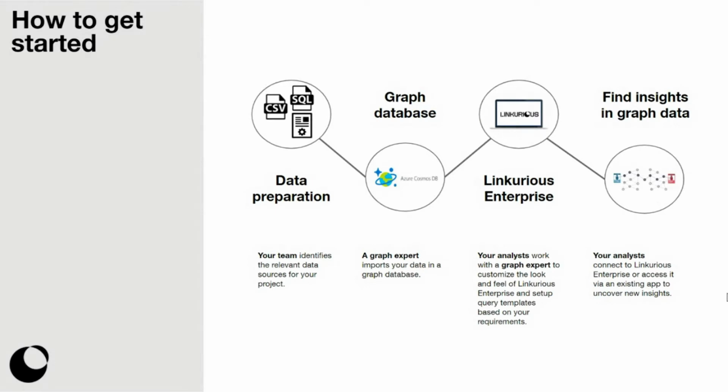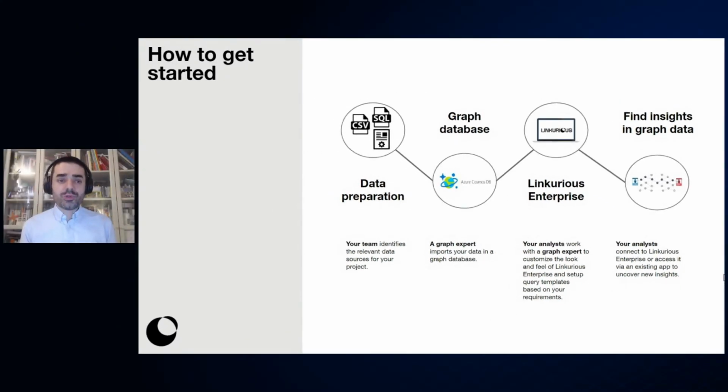Here's a bit of an illustration on how to get started with Linkurious Enterprise, and you'll see how easy it is to do that. It all starts with the data preparation, and typically our clients identify relevant data sources that they want to bring into Linkurious Enterprise. This data has been moved into Azure Cosmos DB by a graph expert, typically. And then Linkurious Enterprise is connected to this Azure Cosmos DB instance, and that's when a graph expert customizes the look and feel of Linkurious Enterprise, and also sets up some query templates, for example, to automate key investigation workflows.